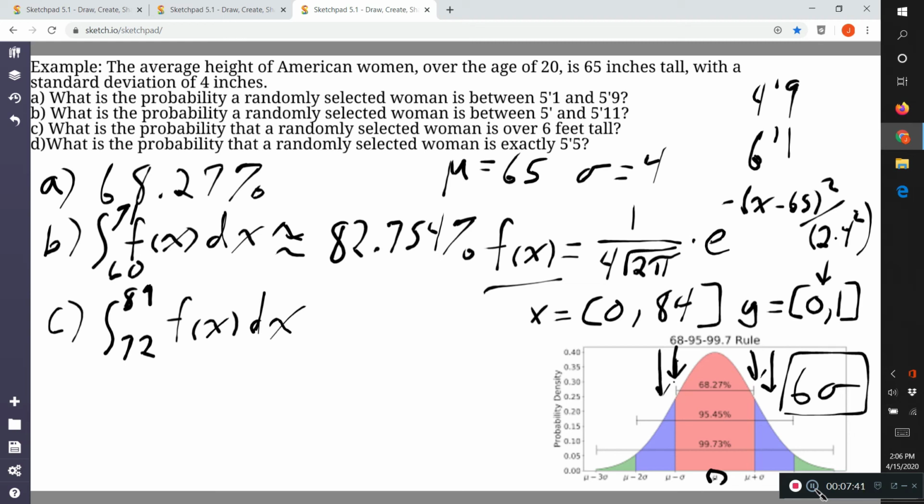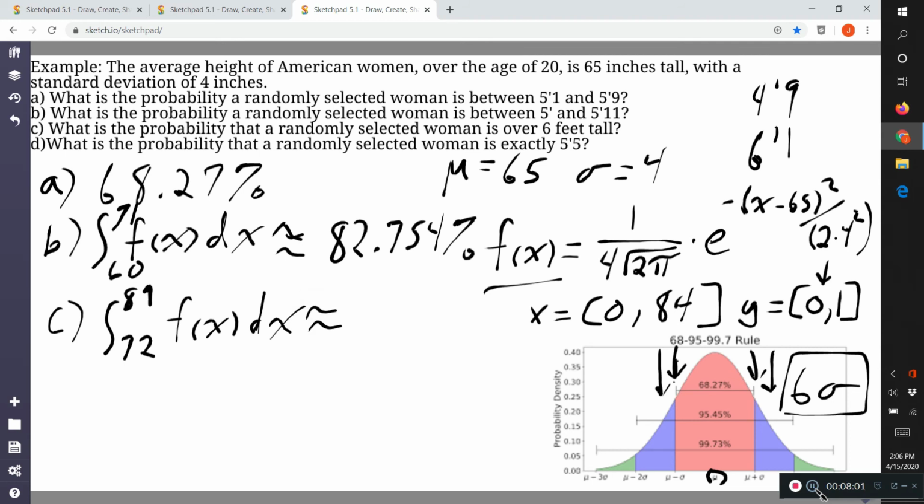Let's say we want to know how many women are shorter than 5'1". We'd have to go 5'1", and we could go down to 0, but it's easier just to go to 6 sigma. If we're going higher, though, we really need an upper bound. And so 6 sigma, whatever that happens to be in that case, is what we're going to use.